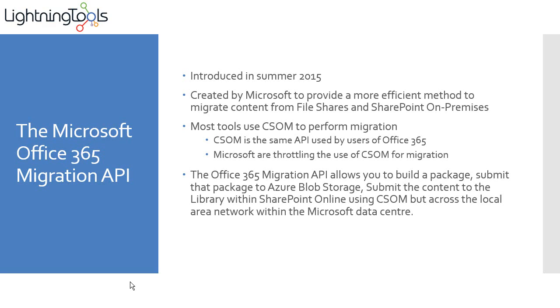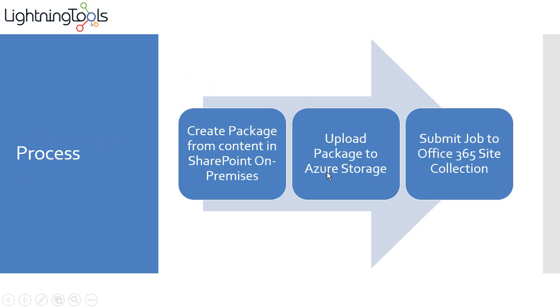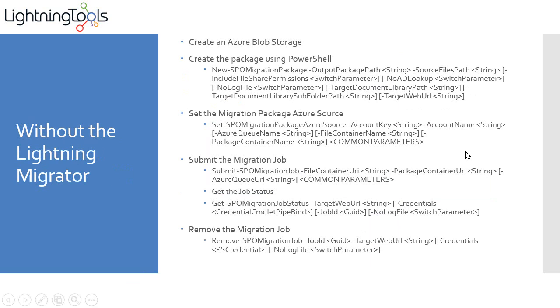API, which effectively allows you to upload that content to Azure storage, and then they can migrate it to the document library at the best point in time. So this just shows what's taking place. We create the package, it's uploaded to Azure storage, and then the job is submitted to the document library.